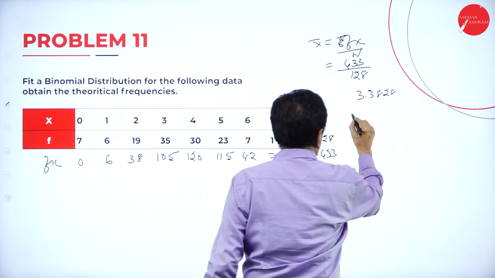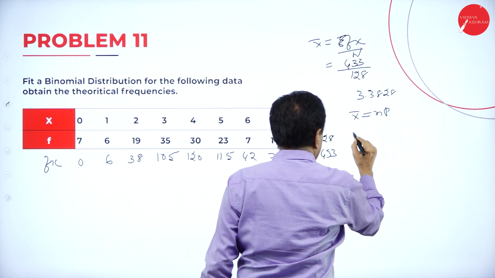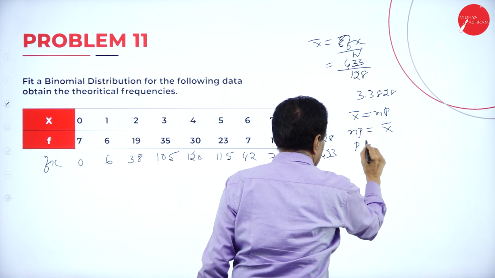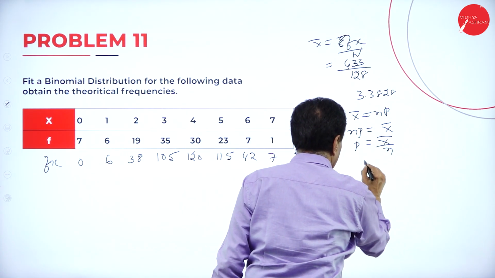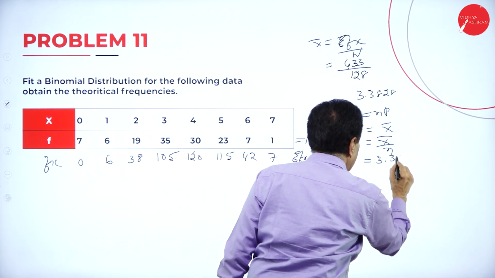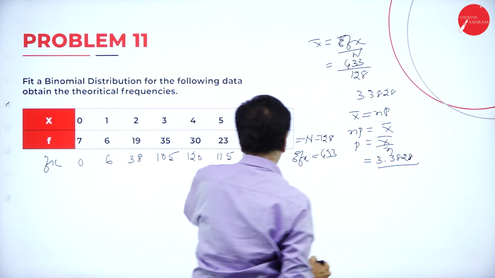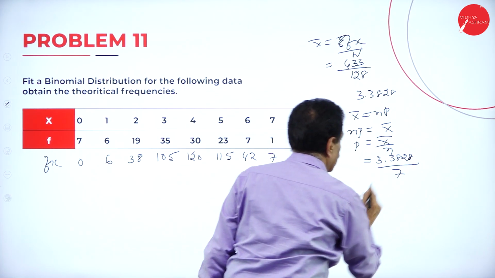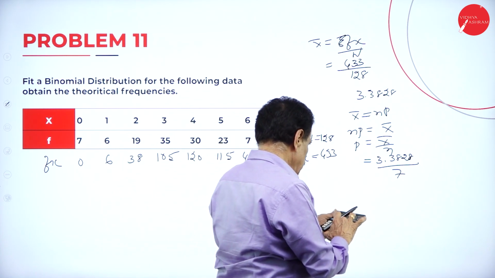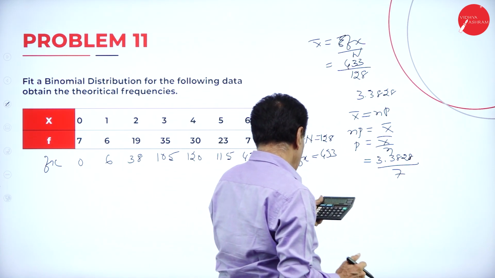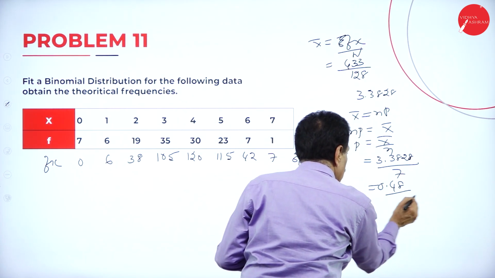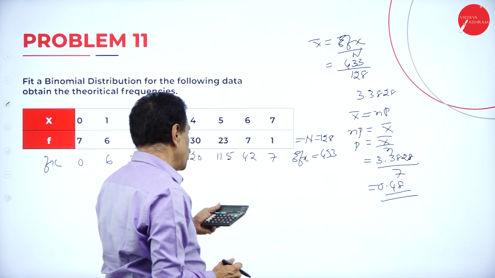So mean is equal to NP, so P is equal to mean divided by N. What's your mean? 3.3828. How many items are there? 7. So 3.3828 divided by 7 is 0.48. P is equal to 0.48.